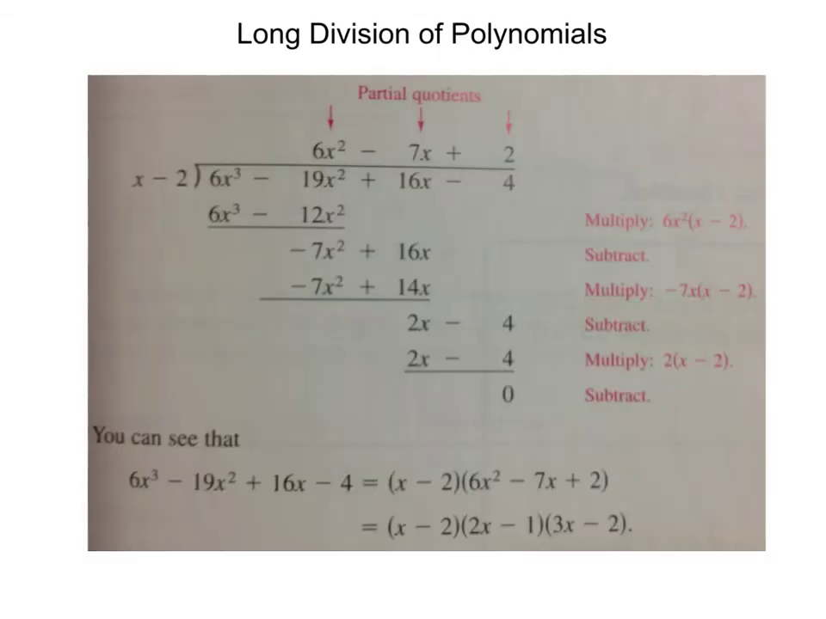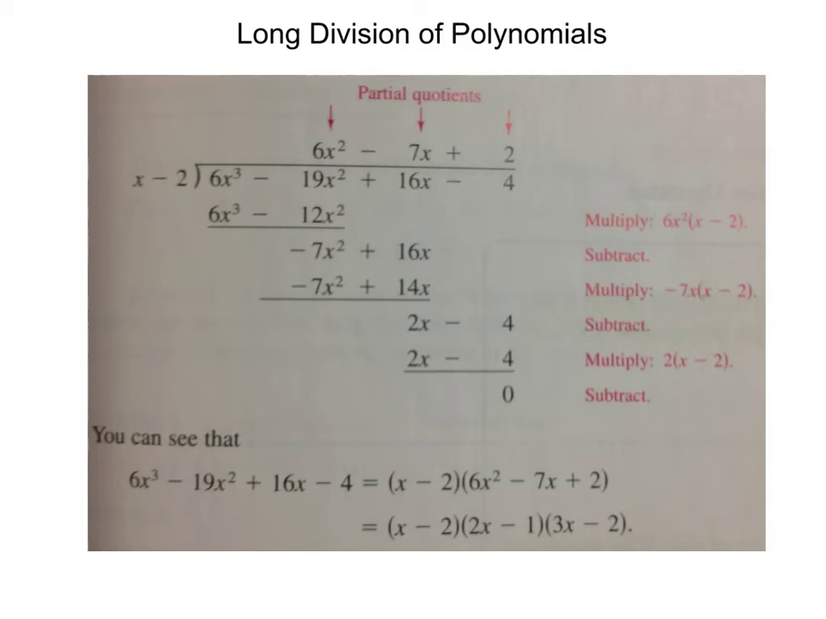So here's a quick example of long division of polynomials. Here we're dividing 6x cubed minus 19x squared plus 16x minus 4 by x minus 2. As you can see, all the steps are worked out here. First, you multiply 6x squared times x and get 6x cubed, and 6x squared times -2 gives -12x squared. We then subtract these, which is why we end up with -7x squared, bring down the plus 16x, and then simply repeat the process.